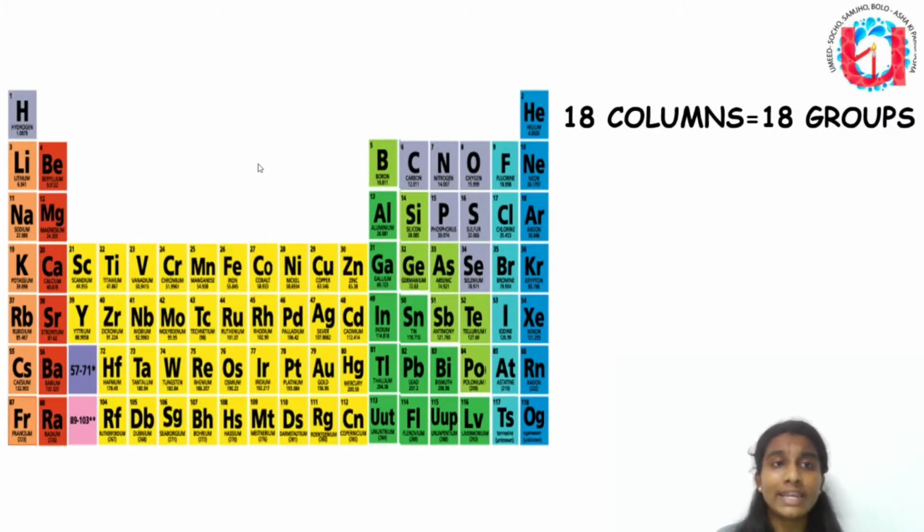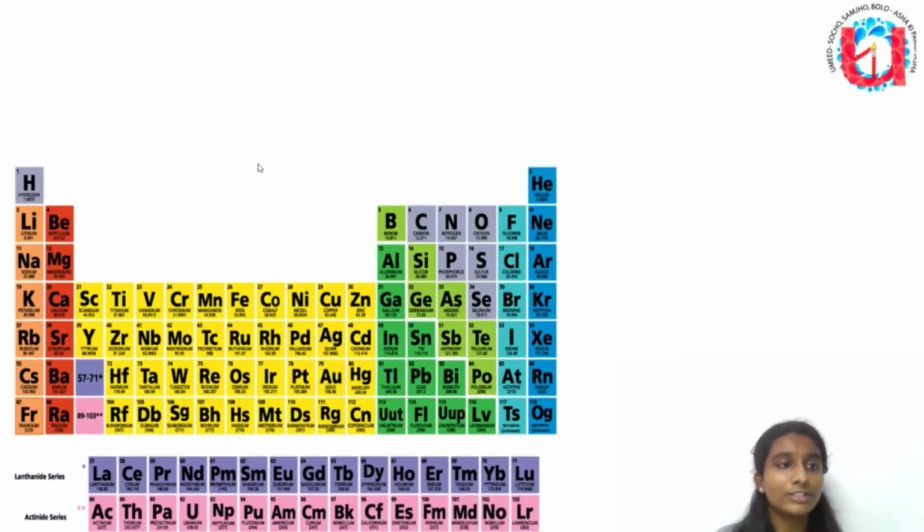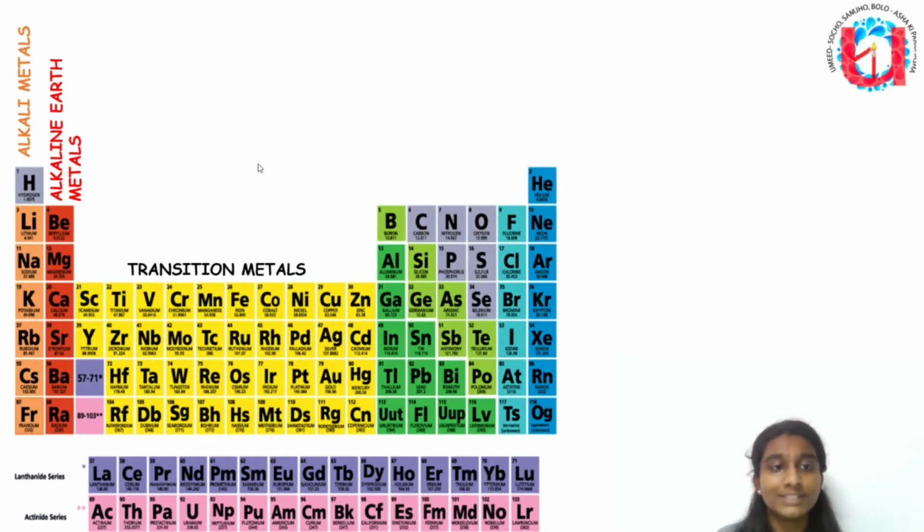Do you know each group in the periodic table has a specific name? Now let's get into it. The first group is called alkali metals. The second one is said to be alkaline earth metals. Groups 3 to 12 come under transition metals, as they give out colors.